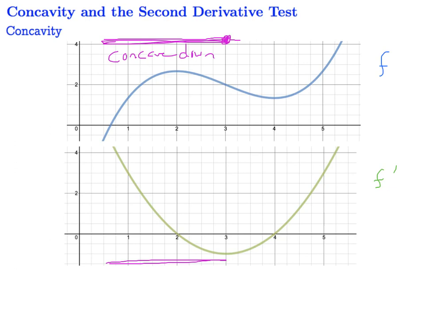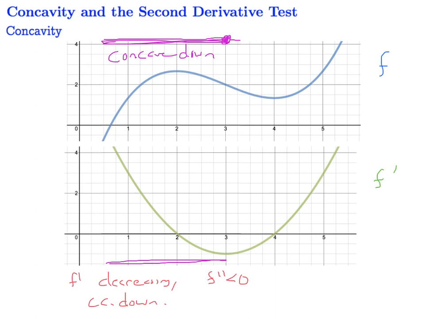We want to notice something important: the region on our graph that's concave down, with this upside down bowl shape, is the area where our first derivative seems to be decreasing. And since our first derivative is decreasing, that means its slope is negative, so our second derivative is negative over here for concave down.